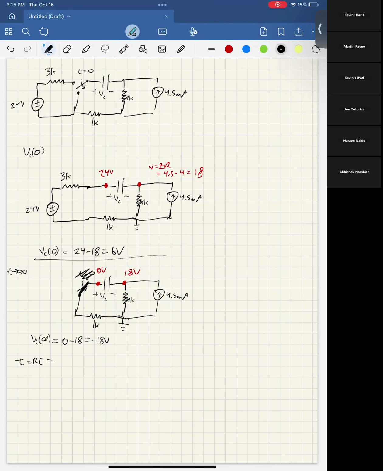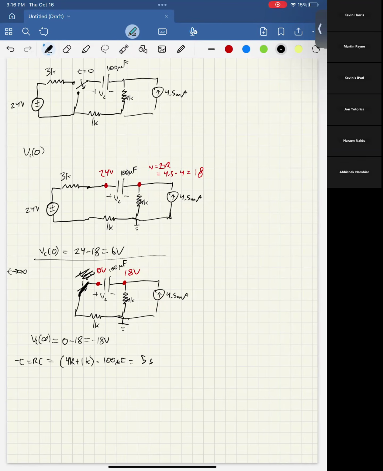So in this case, oh, and I didn't label this was 100 microfarads again. So it's just going to be 4K plus 1K times 100 microfarads. So it's going to be 5 times 100, 5,000. Kilo times micro gets you milli. So we have 5,000 milli, and that's 5 seconds.